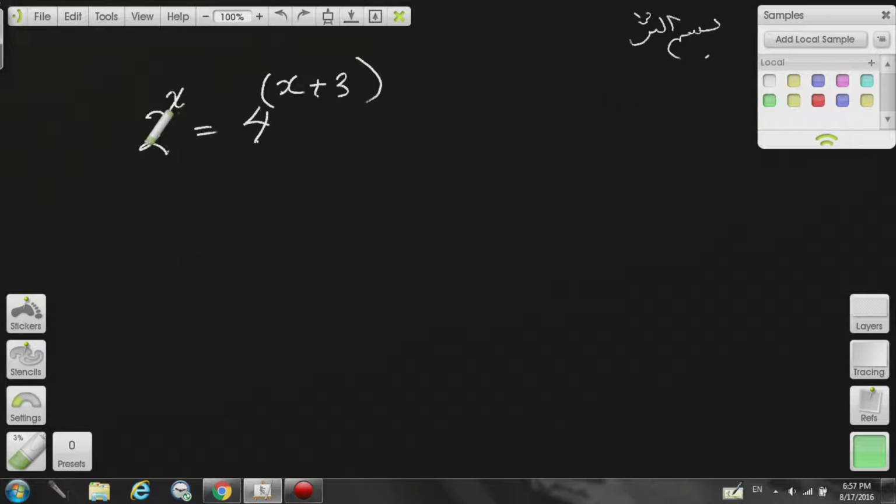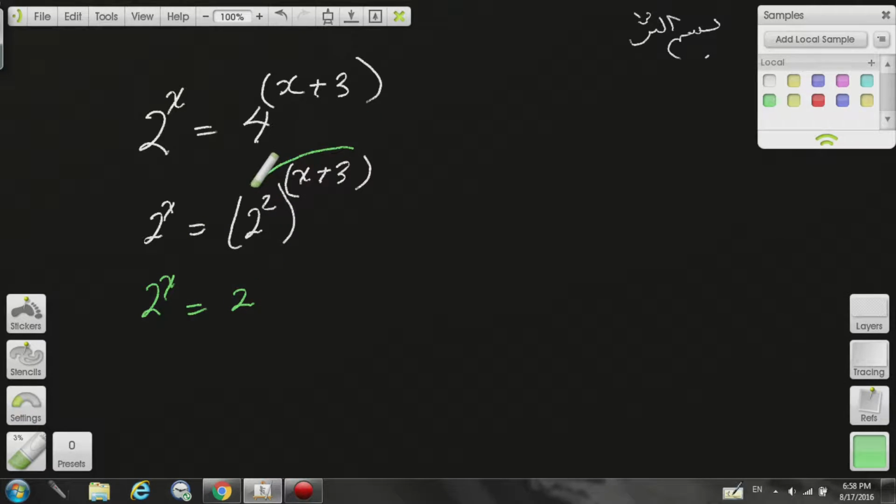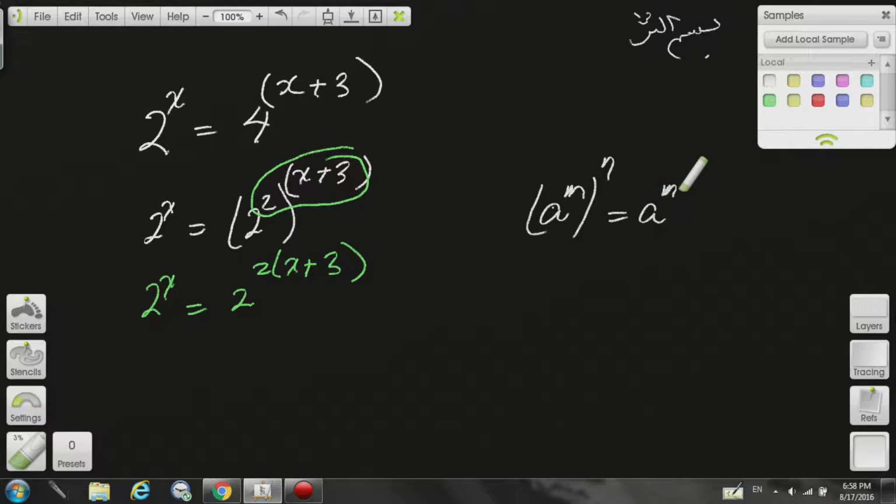But if you realize here, the bases are not the same, but they're pretty related, right? Because you can rewrite this 4 as 2 squared, can't you? So 4 to the x plus 3 is just 2 squared to the x plus 3, and then you can combine these as 2 times x plus 3, like that. Because a to the m to the power n equals a to the m times n. That's why you can do that.